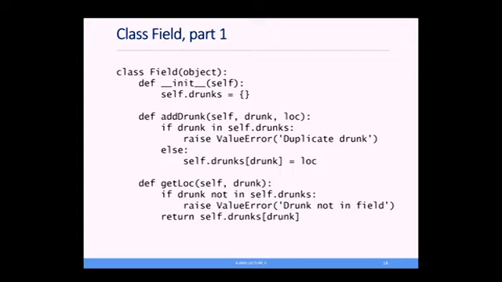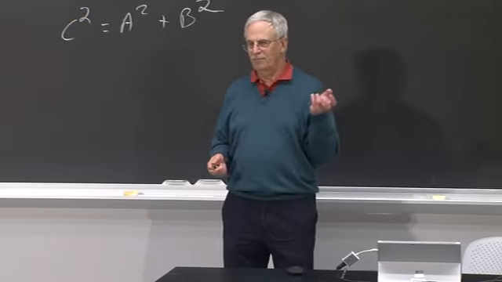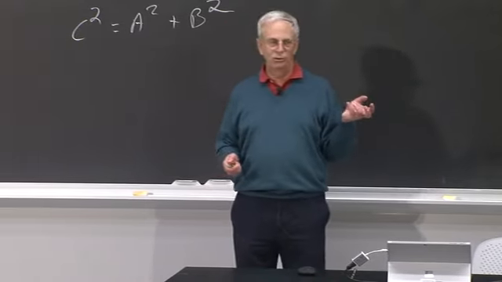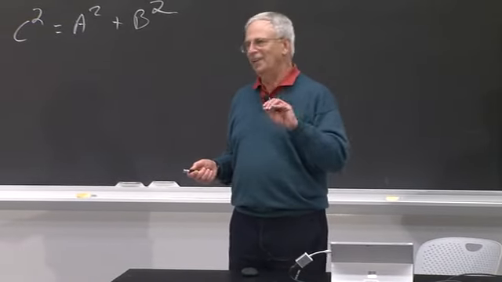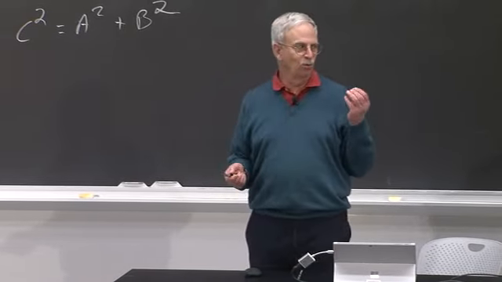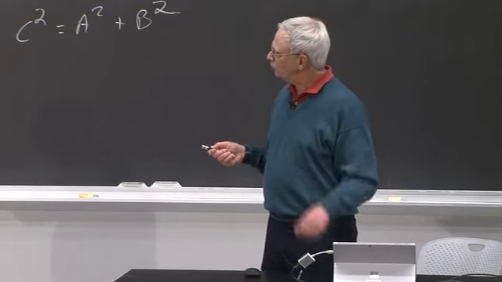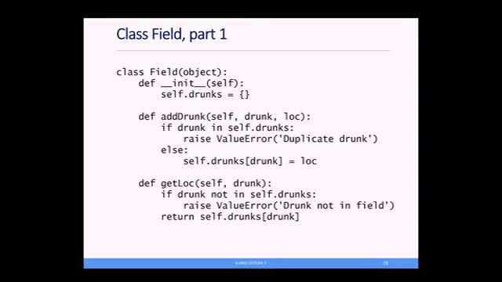And now you see, by the way, why I wanted drunks to be immutable. Because they have to be hashable so I can use them as a key in a dictionary. So it was not an idle question whether they were immutable. It was an important question. I can get the location of a drunk. If the drunk is not in there, then I'll raise a different value error, drunk not in field. Otherwise, I'll return the location associated with that drunk.